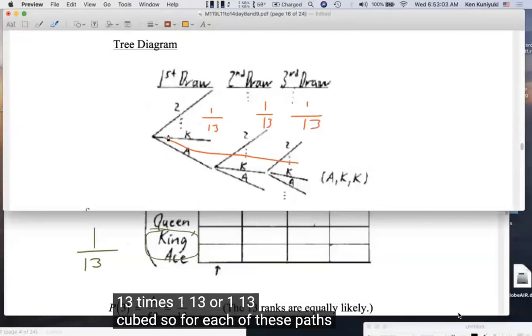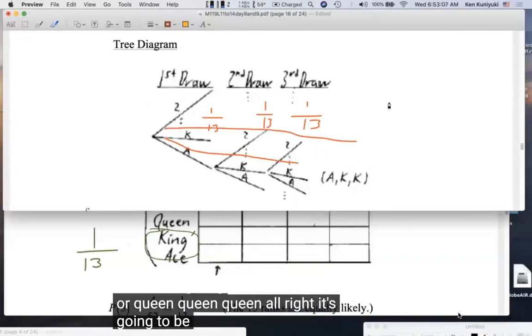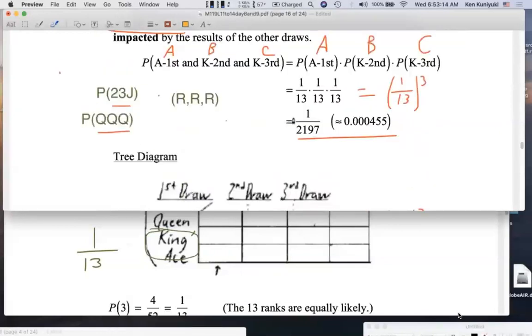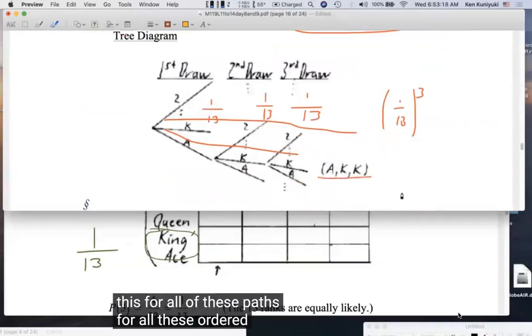So for each of these paths, whether it's ace, king, king, or queen, queen, queen, it's going to be 1/13 cubed. It's going to be the same probability. This holds for all of these paths, for all of these ordered triples.